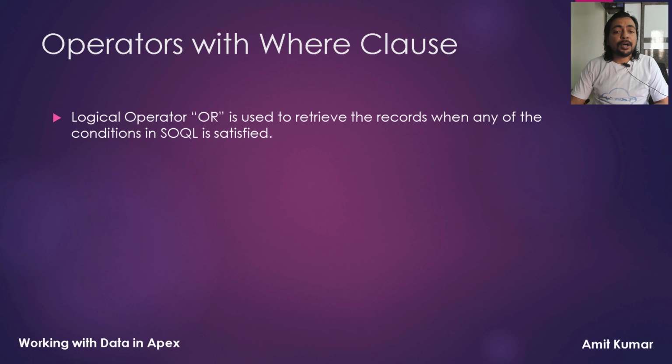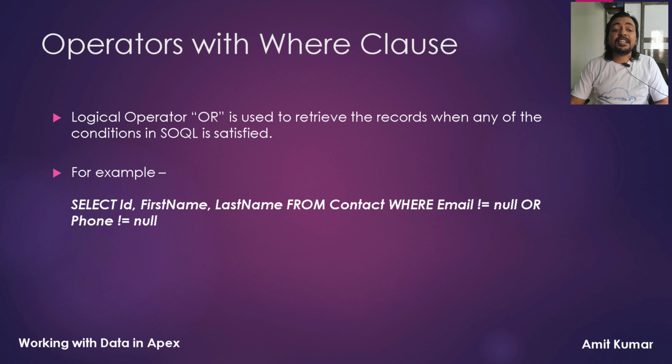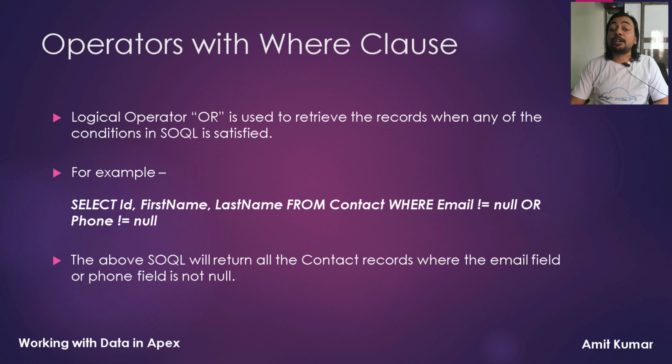Logical operator OR is used to retrieve the records when any of the conditions in the SOQL is satisfied. For example, select ID, first name, last name from contact where email is not equals to null or phone is not equals to null. The above SOQL query will return all the contact records where the email field or phone field is not equals to null.